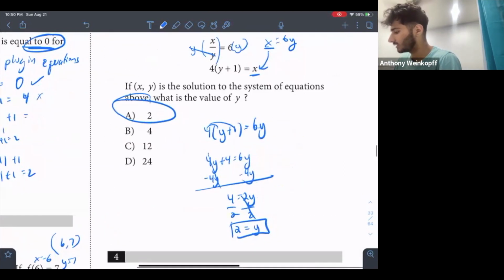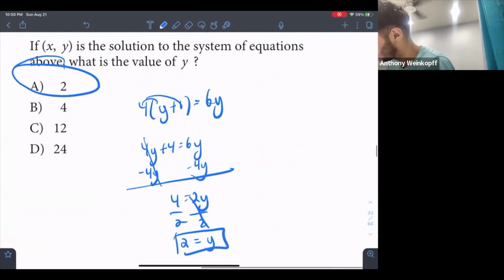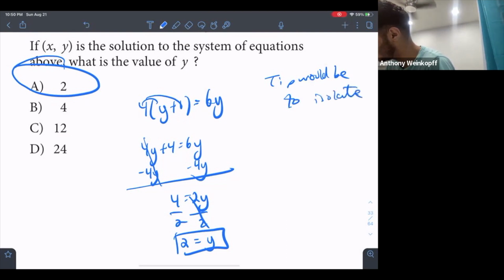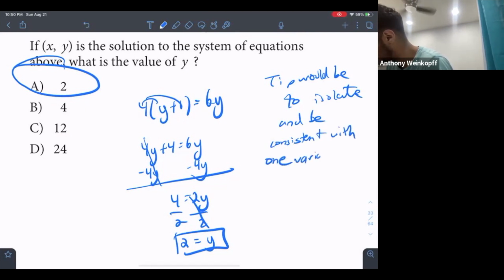So just simple, just a system of equations. So the tip would be to isolate and be consistent with one variable.